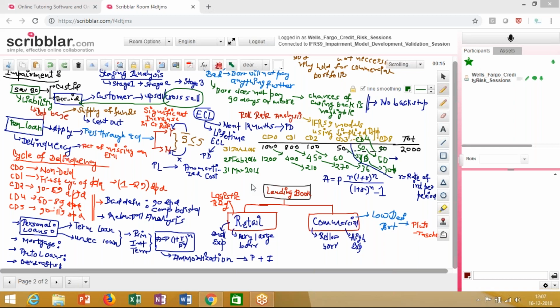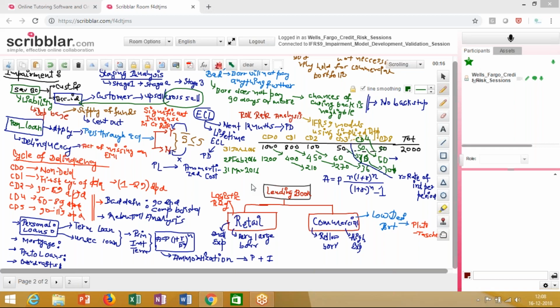If my days past due from the due date is anywhere between 30 to 59, I am in the second cycle of delinquency. If I am between 60 to 89, I am in CD3, and in CD5 I am 90 to 190. In CD4 I am 190 to 190, and so on.